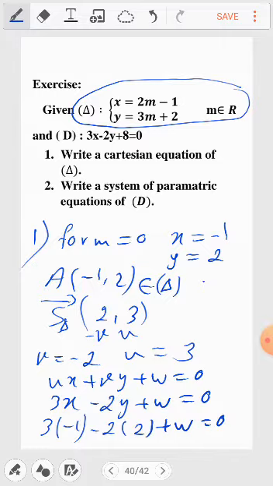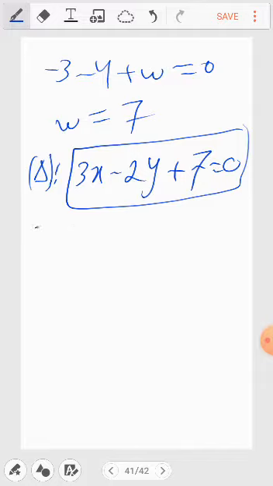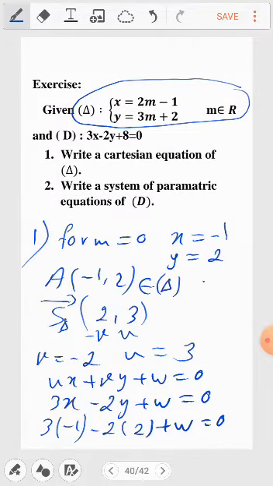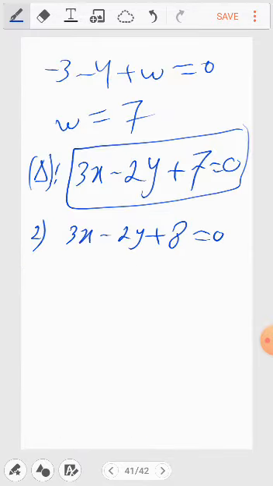Write a system of parametric equations of straight line D. Part 2. D: 3x minus 2y plus 8 equal to 0. This is D. It is given in its standard form. We have to write it in parametric form. We have to find a point on the straight line and a directing vector. Then we can write it in parametric form.